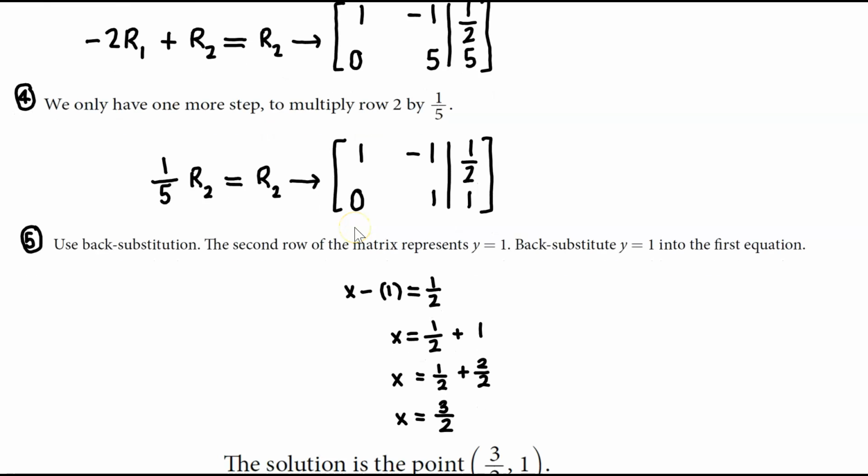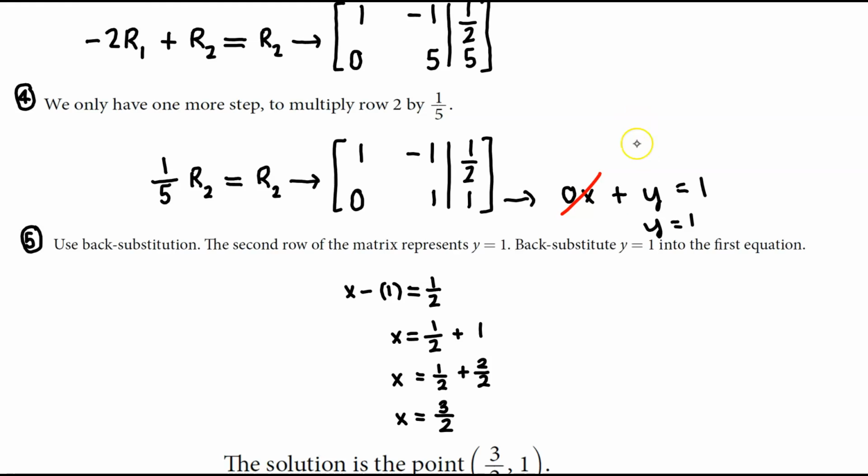And so what this tells us right here is that, technically, we have a 0 for x in row 2, and then we have a y, and that's equal to 1. Since this 0 is times x, it doesn't exist. So that means that y is equal to 1.